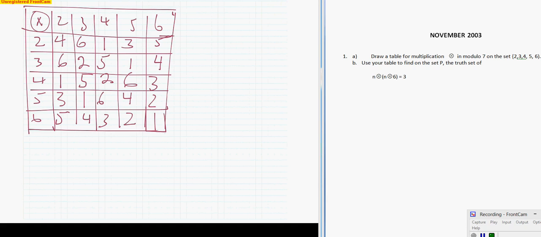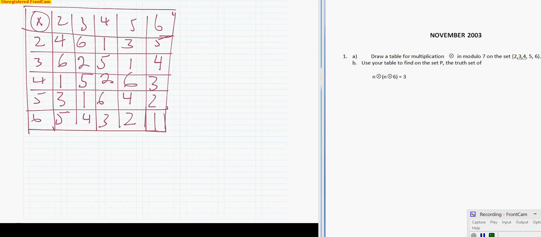So let's continue on and do question 1b. This is 2003 November. So 1b is: use your table to find on the set P the true set of n ⊗ (n ⊕ 6) = 3. So here, like all the cases, you need to start with n is equal to 2, and then you go all the way to n is equal to 6 and see which of them really satisfy the equation.